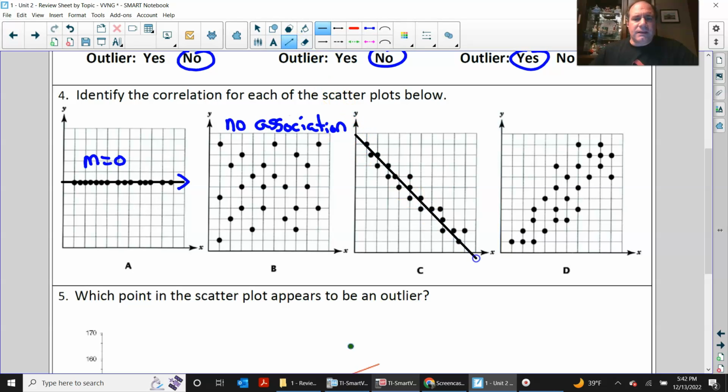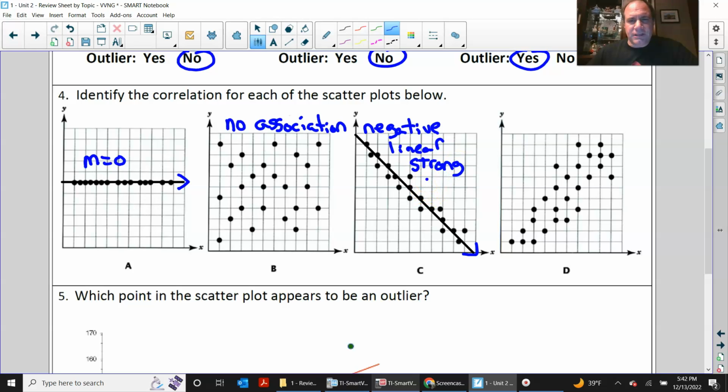For this one going down, you have a negative, linear, strong association. Let me go over what that means. Negative means it goes down from left to right, and you can see my trend line is going down. Linear means that it is basically straight. Strong means that the points are clustered close to the trend line. They're not really far apart.